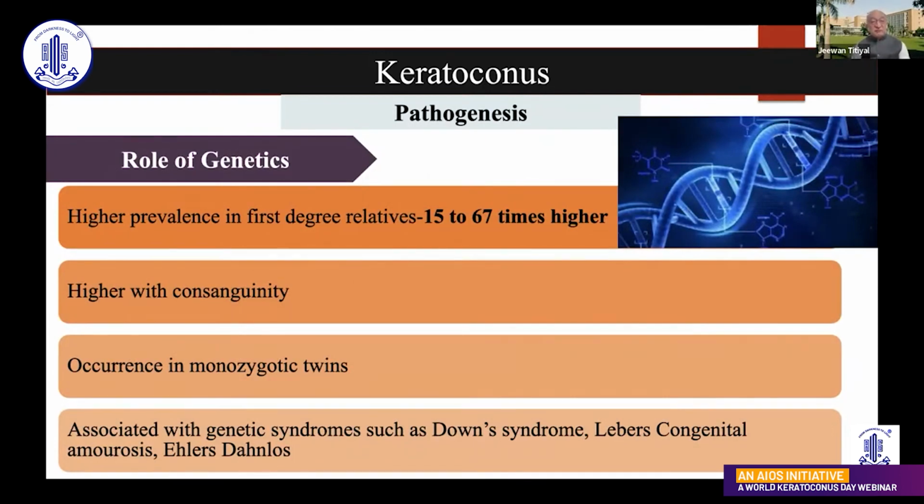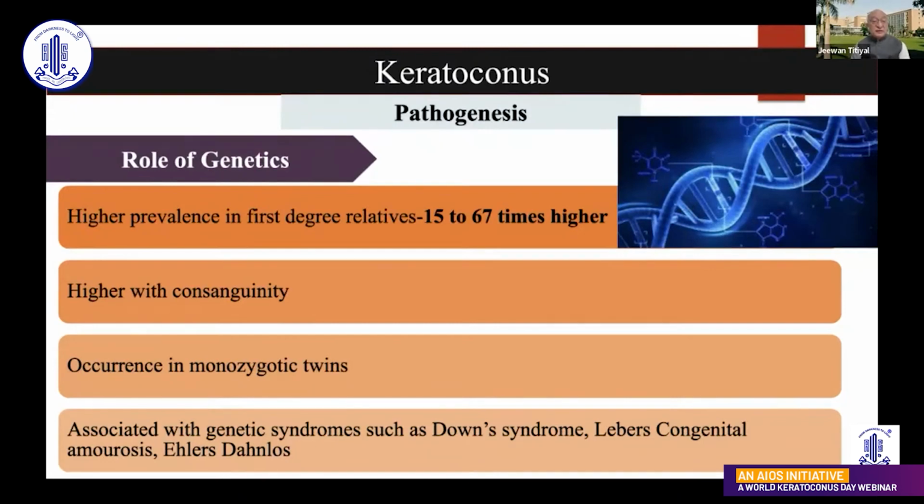Let me briefly take you to the genetic involvement in these patients. As I said, 5 to 20% of cases may have a family history of keratoconus. In those cases where you have a family history, first degree relatives have almost 15 to 60% higher chances of developing keratoconus, in their generation or siblings. Higher in cases where you have marriages among relatives, especially first cousins, which is quite common in Asian countries.